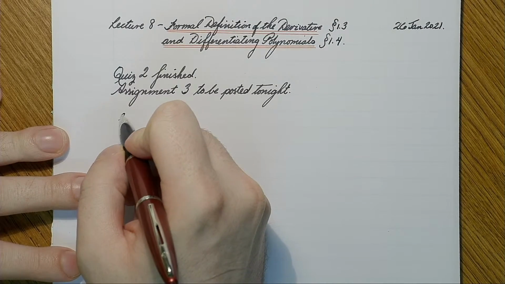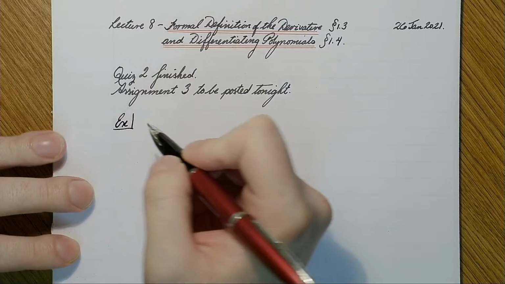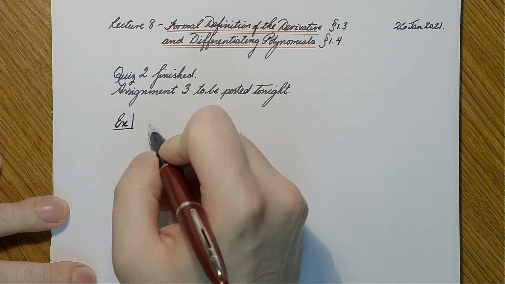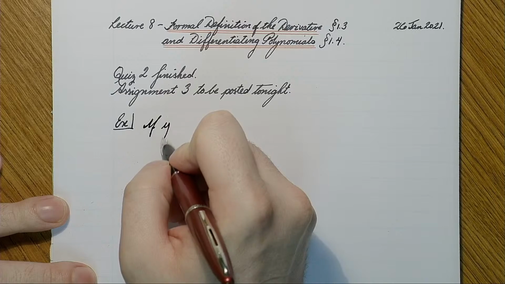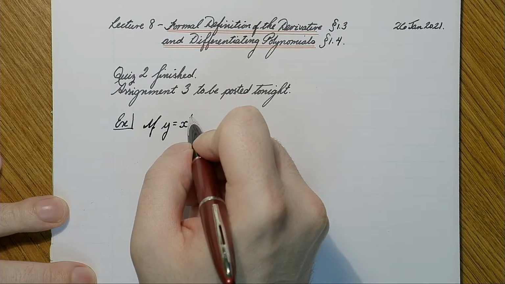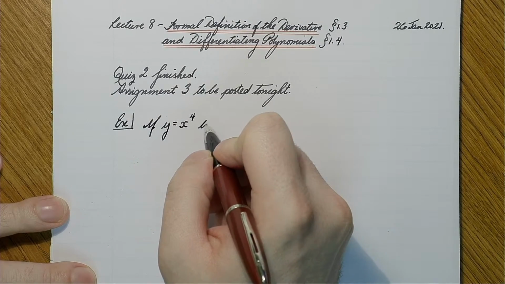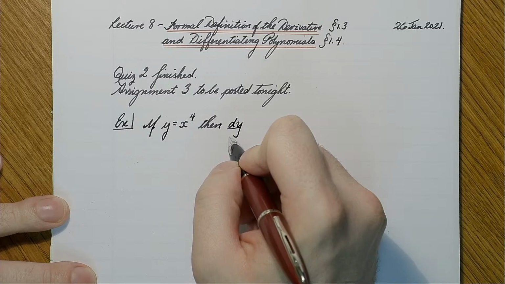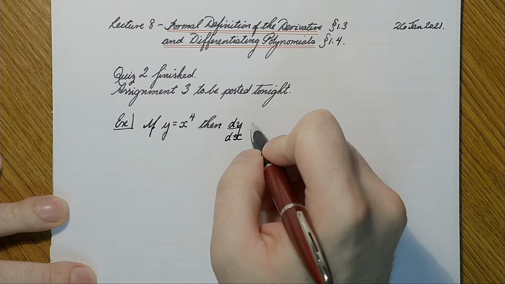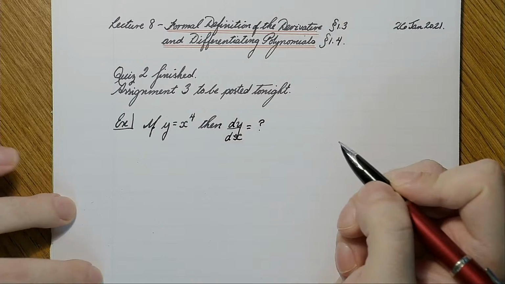Let's do an example, just kind of like a warm-up. So again, if y equals x to the fourth, then dy by dx is what?